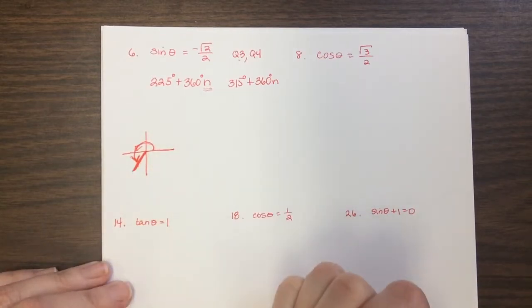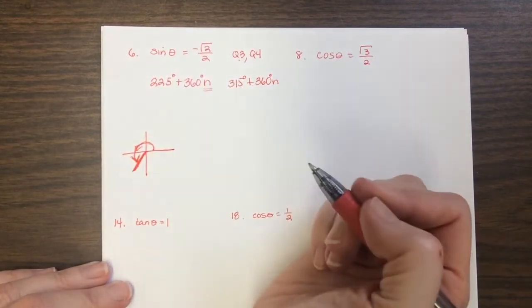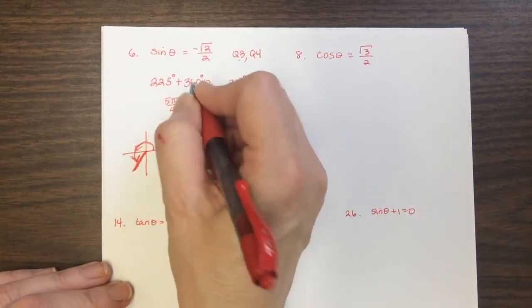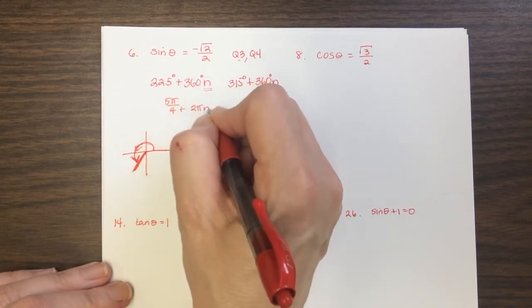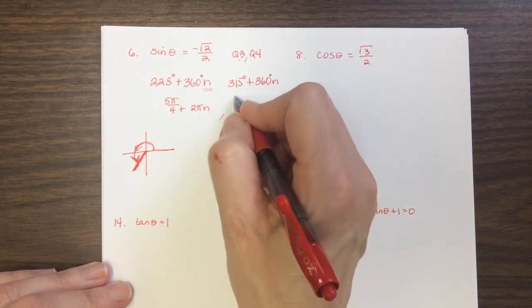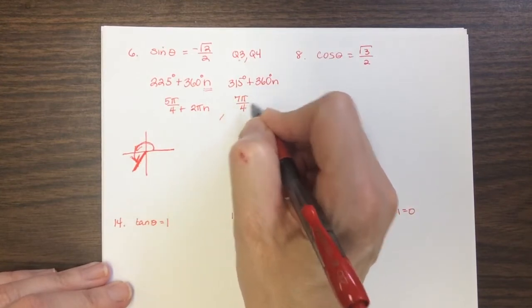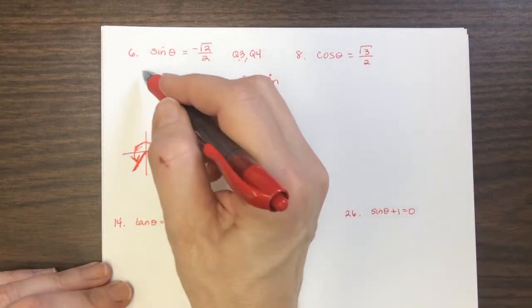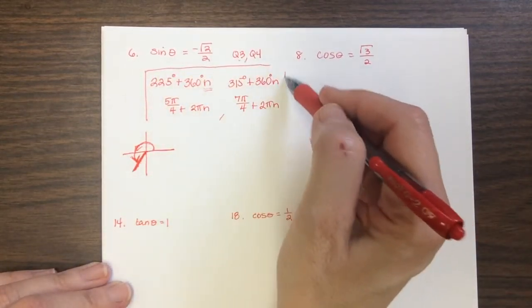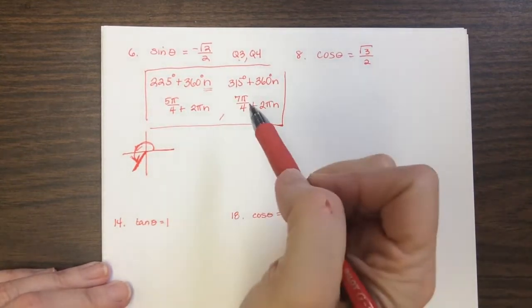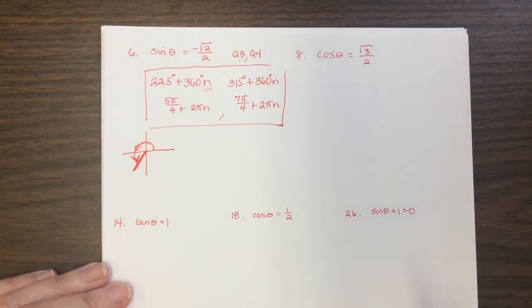Now, if you want to write this in radians, remember just to convert it to radians. So 225 degrees is actually 5 pi over 4. And 360, remember, is 2 pi times n. 315 degrees is 7 pi over 4 plus 2 pi times n. So either way you write it, I don't care, whatever's easier for you. And that is the solution, all solutions to that equation.